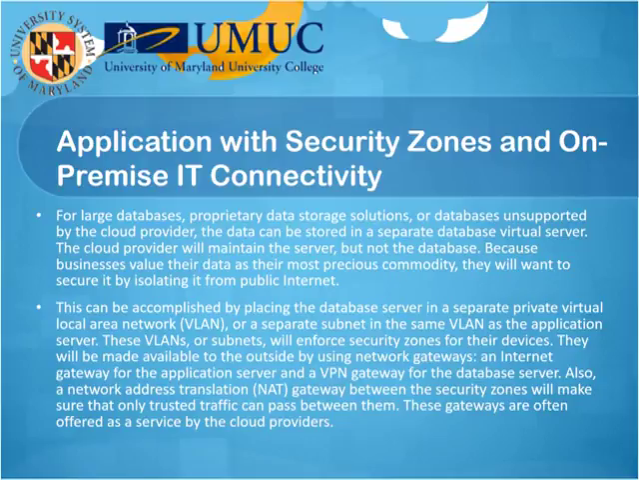They will be made available to the outside by using network gateways, an internet gateway for the application server and a VPN gateway for the database server. Also, a network address translation, or NAT, gateway between the security zones will make sure that only trusted traffic can pass between them. Such gateways are often offered as a service by the cloud providers.